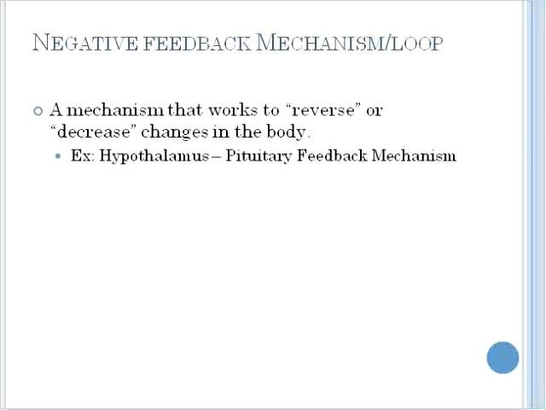The negative feedback mechanism, or loop, is a means by which the body works to reverse or decrease changes in the body. For example, if blood sugar levels are too high, the body will take steps to try and reduce blood sugar levels. Conversely, if blood sugar levels are too low, the body will take steps to try and raise them. The hypothalamus pituitary feedback mechanism provides a prime example of this.